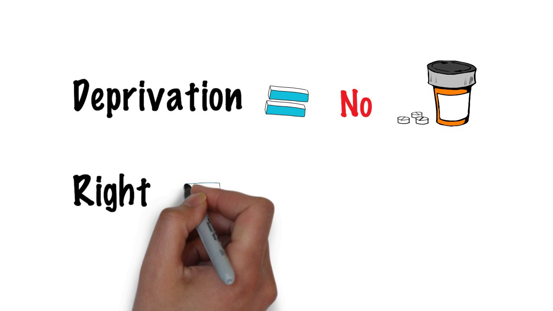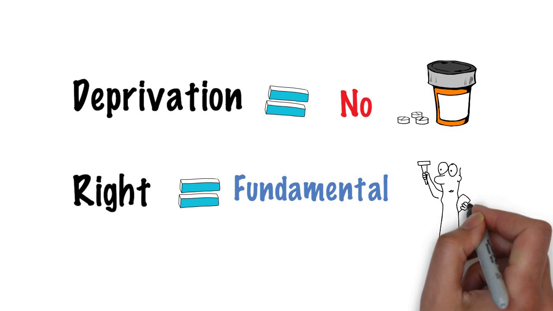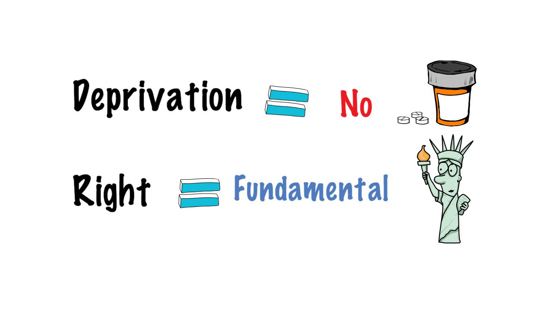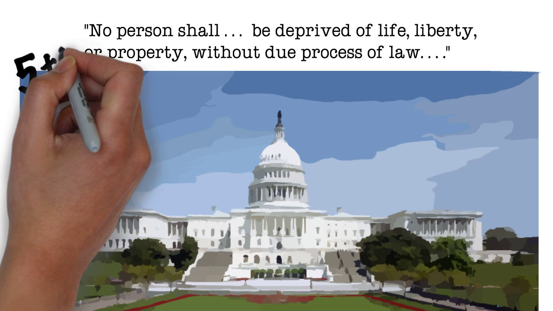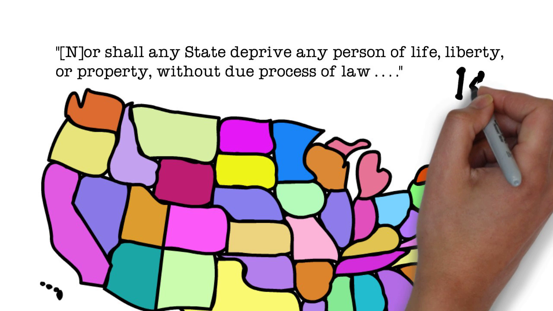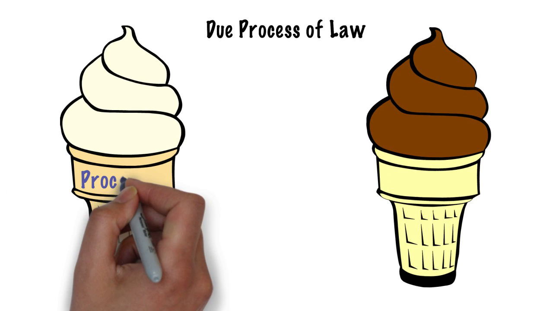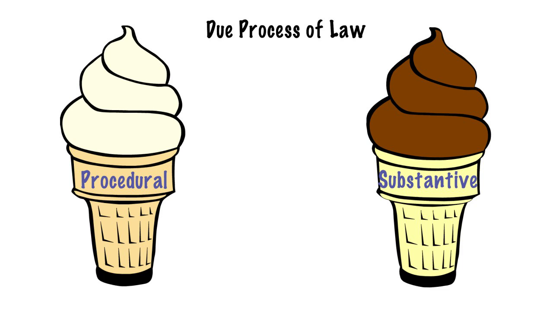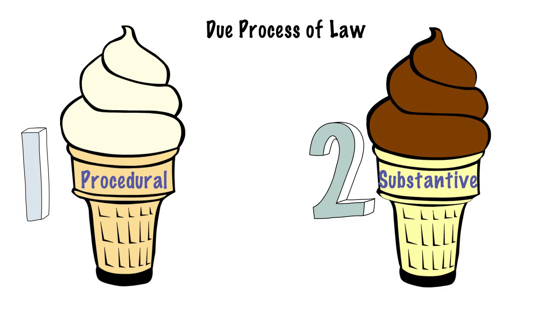A right is something that is fundamental to liberty and so deeply rooted in our history and tradition. The Due Process Clause of the Fifth Amendment applies to the federal government, and the Due Process Clause of the 14th Amendment applies to the states. So let's get started. Due process comes in two flavors: procedural due process and substantive due process. We're going to look at each of them in turn.